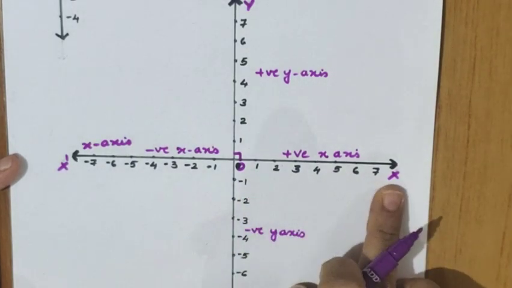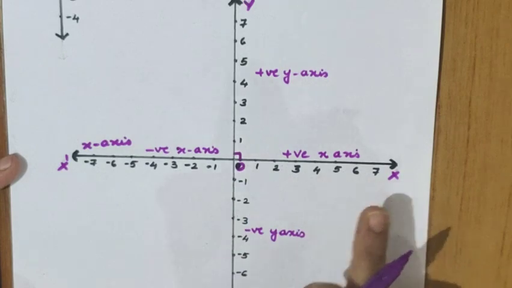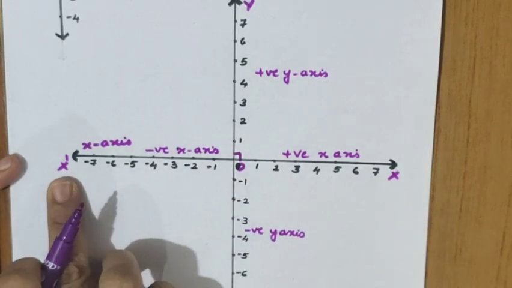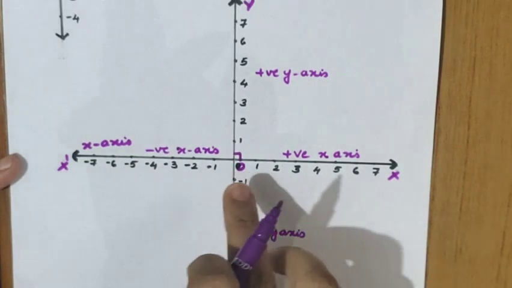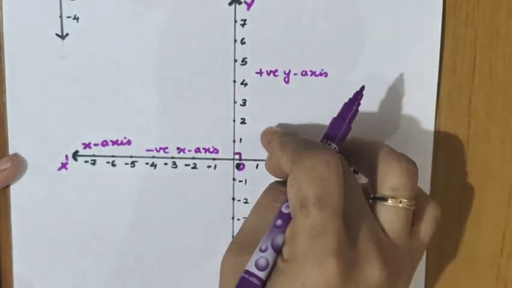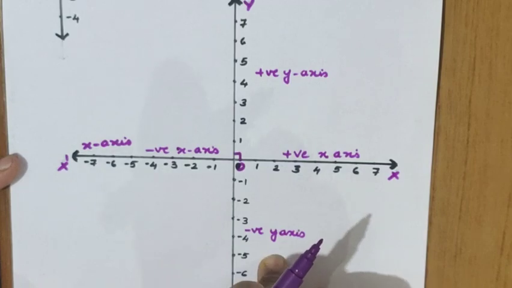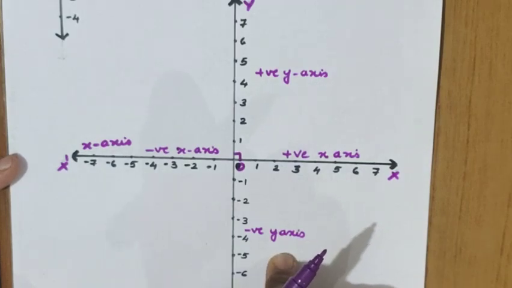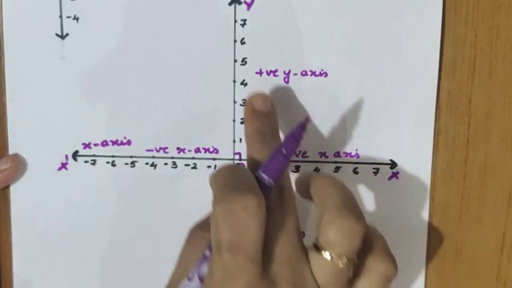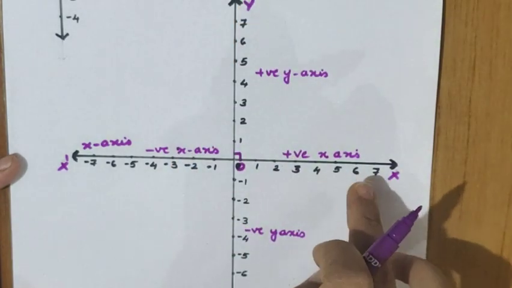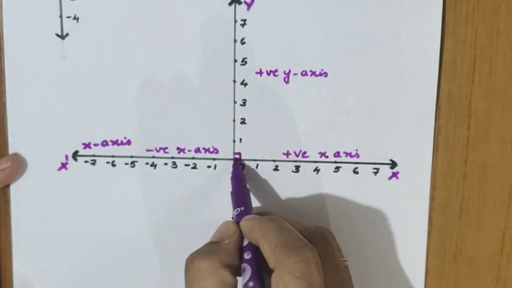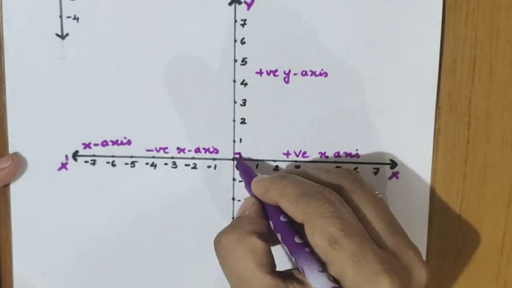On the positive side, that is positive x-axis, which is that OX part. Negative, it is OX dash, negative x-axis. Similarly, from the origin, above the line it is a positive y-axis. Similarly, below the 0, that is called a negative y-axis. The point of intersection of these two, that is the x-axis and y-axis, this point O is called the origin.